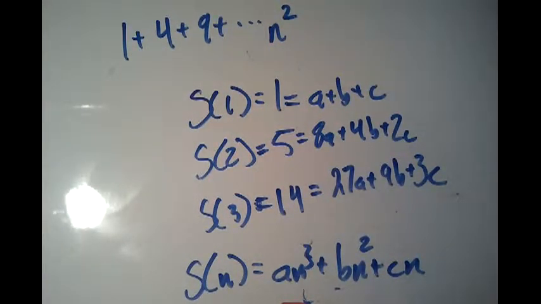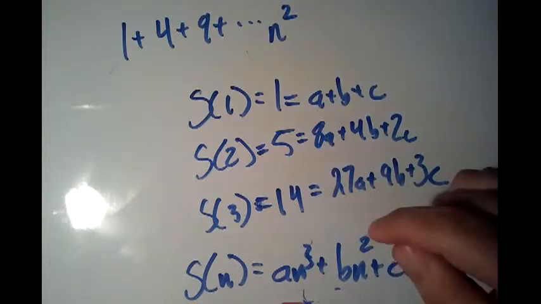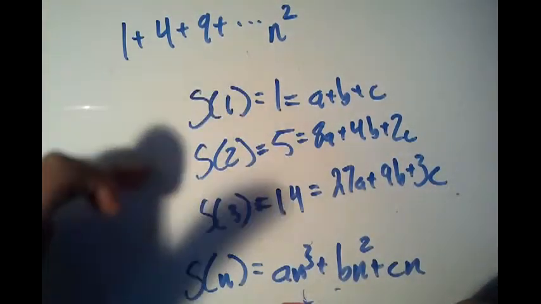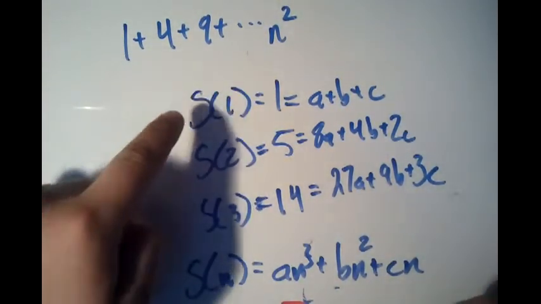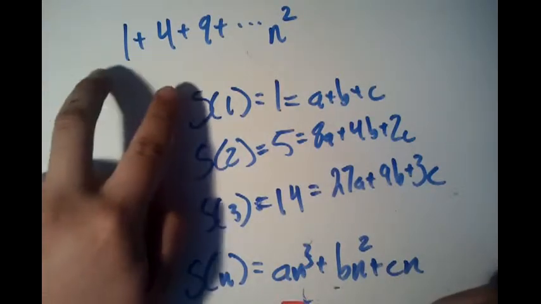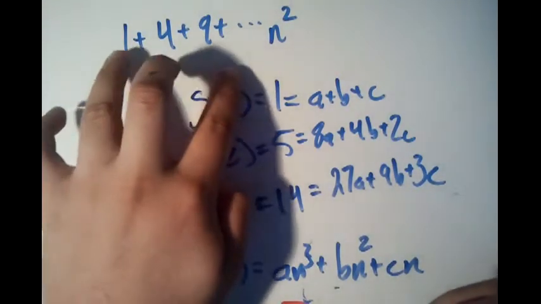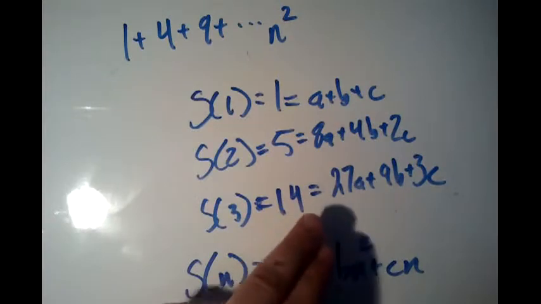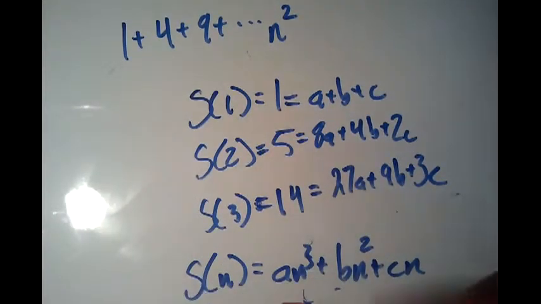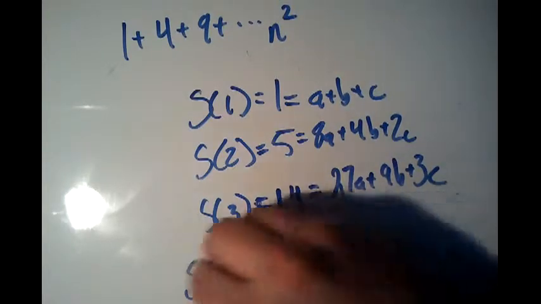So in this video, we'll be using the method of finite differences to find the formula for the sum of the first n squares. Using this general formula down here, remember there's no d, I've generated the first three equations, given by 1, 4, and 9. So the sum of the first 1 term is 1, the sum of the first 2 terms is 5, and the sum of the first 3 terms is 14. I plugged in 1, 2, and 3 for n and got these simultaneous equations. Now it's a matter of solving them.